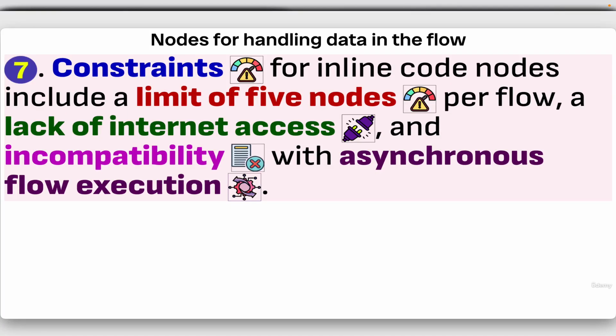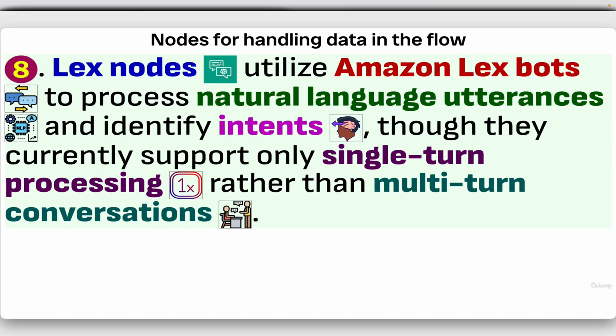Constraints for inline code nodes include a limit of 5 nodes per flow, a lack of internet access, and incompatibility with asynchronous flow execution. Lex nodes utilize Amazon Lex bots to process natural language utterances and identify intents, though they currently support only single-turn processing rather than multi-turn conversations.